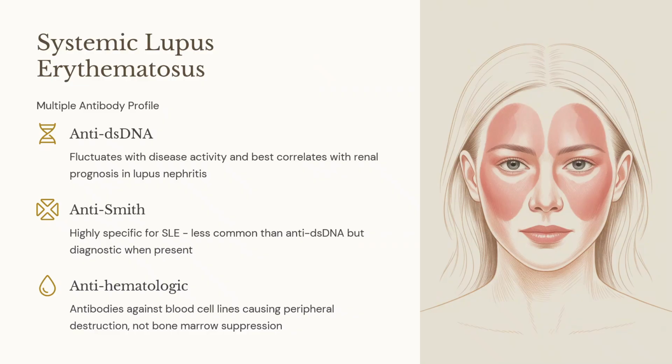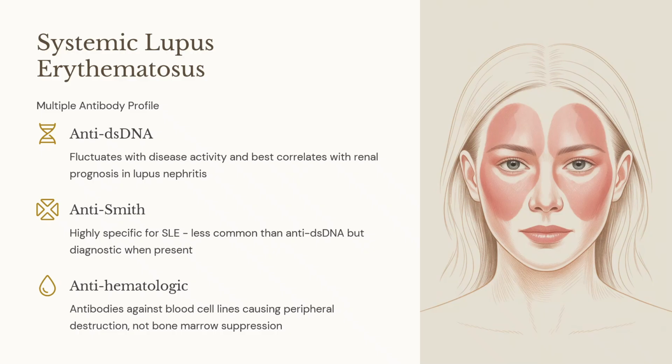Let's see the most common autoimmune disease, that is systemic lupus erythematosus. They will be presenting with multiple symptoms. I will tell you about it in the next slide. First, they will be having antibodies. Of course, that is what the disease is, right? Autoimmune. The anti-dsDNA, anti-double strand DNA, will correlate with the renal prognosis in lupus nephritis, but it is not specific.